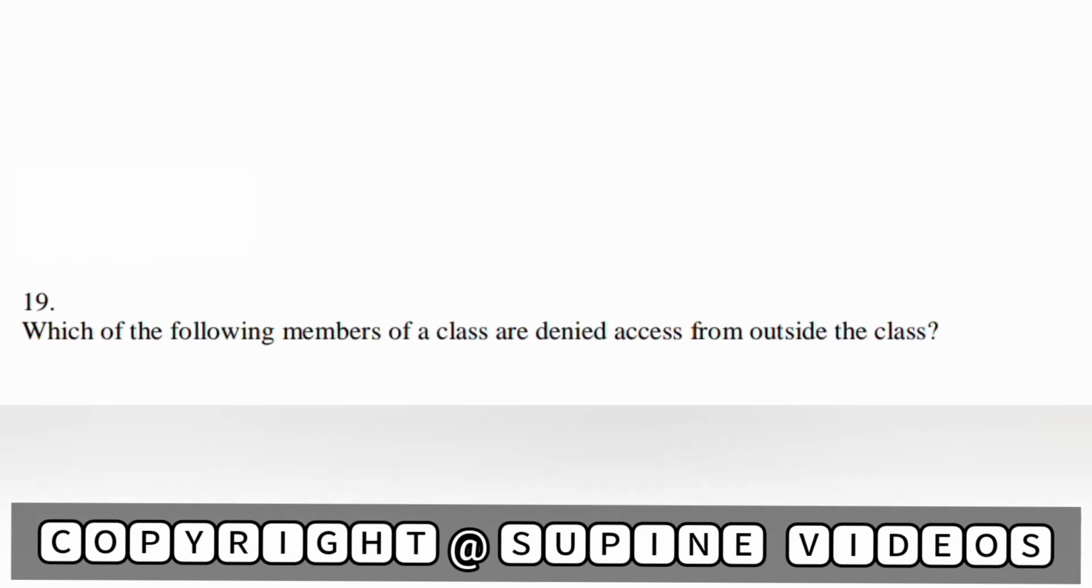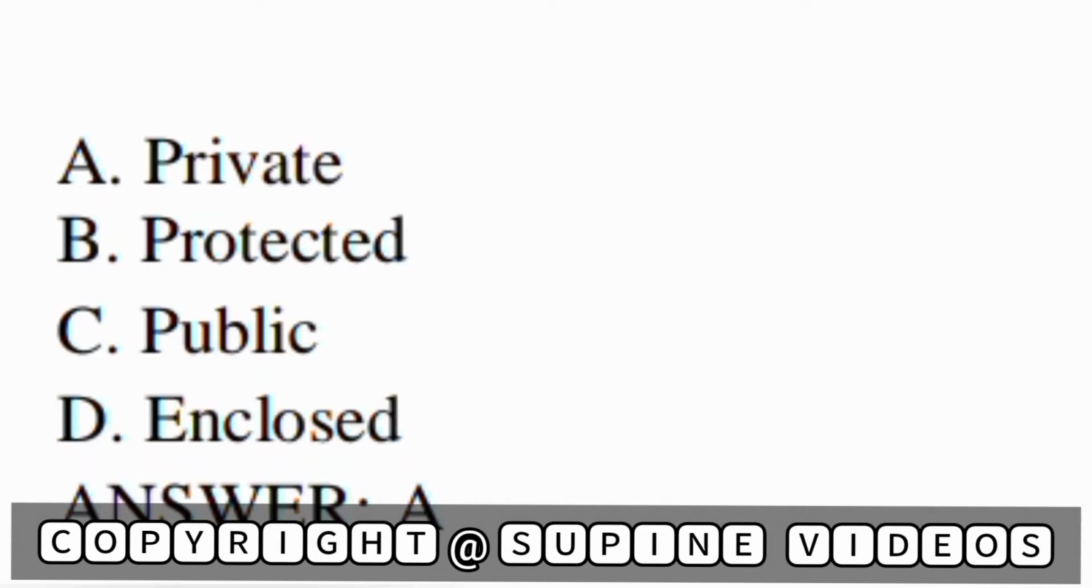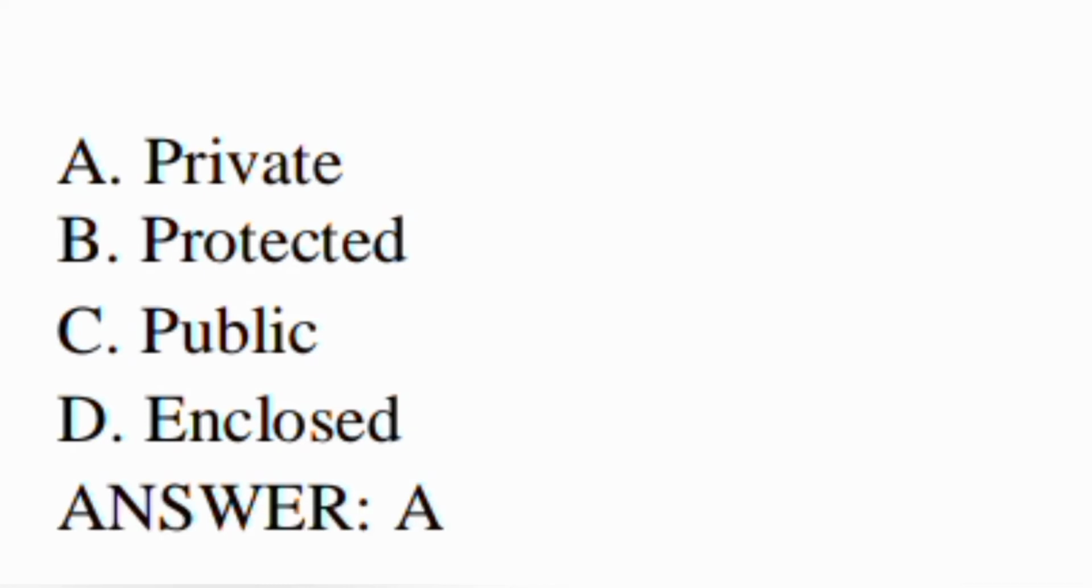Protected. Question number 19. Which of the following members of a class are denied access from outside the class? Your options are A. Private, B. Protected, C. Public, D. Enclosed. The answer is option A.